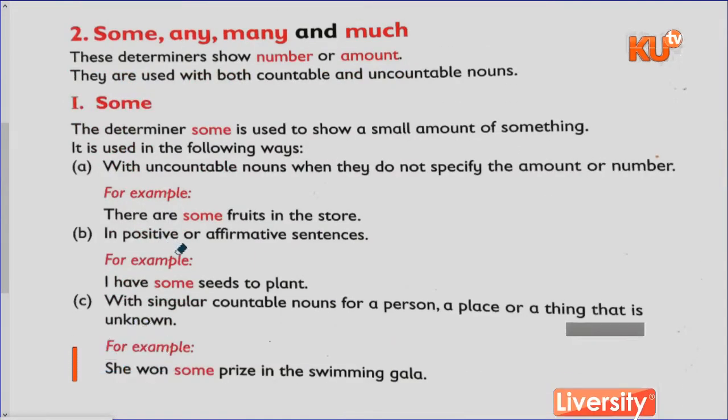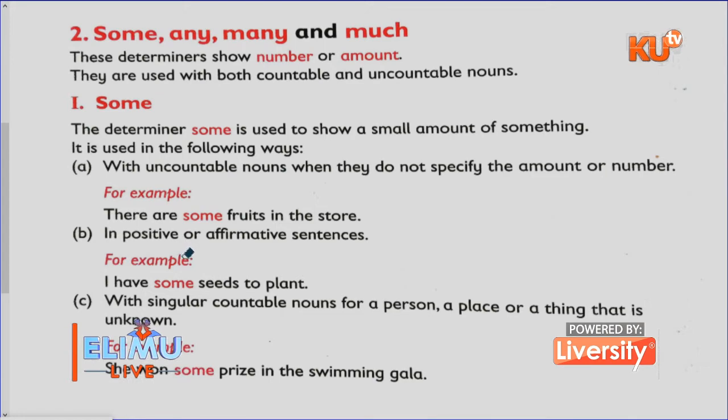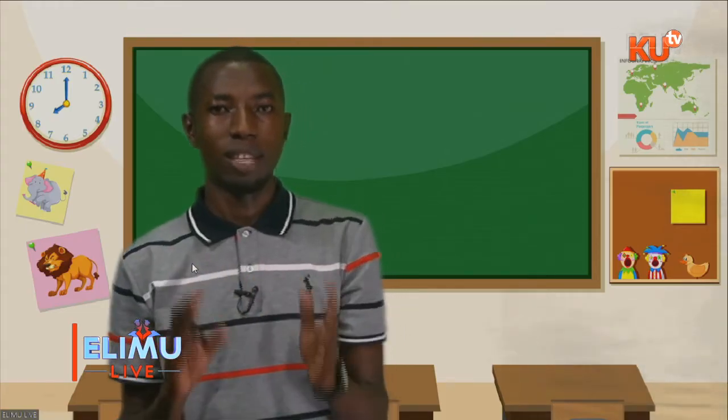Some, any, many, and much. I'll try to have a look at those ones for today. Then maybe in another day we shall continue with this topic, because the determiners, as I said earlier, are quite many. These determiners show number or amount. They are used with both countable and uncountable nouns. That is the difference between some, any, many, and much, and the articles a, an, and the.